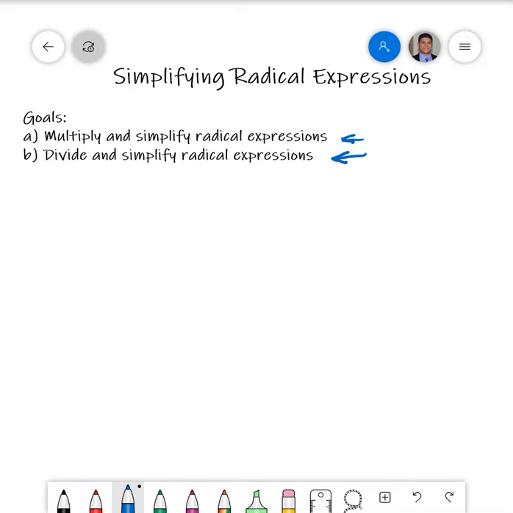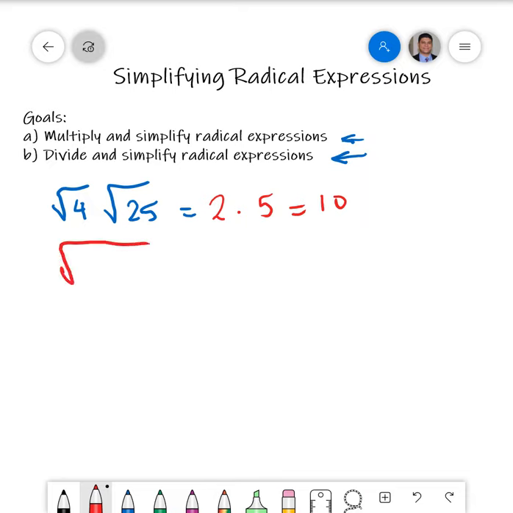Note that radical 4 times radical 25. Radical 4 is 2, radical 25 is 5, so 2 times 5 is 10. And also radical 4 times 25 is the same as radical 100, equal to 10.